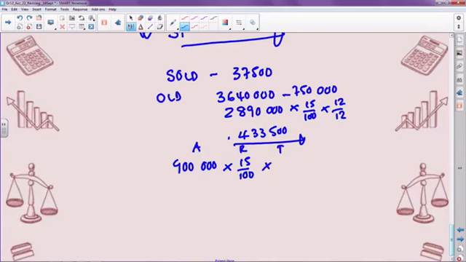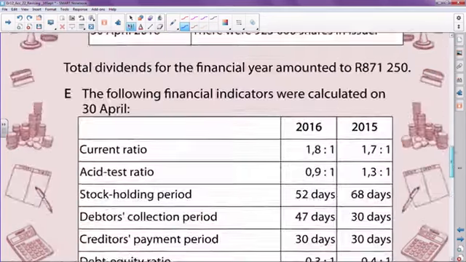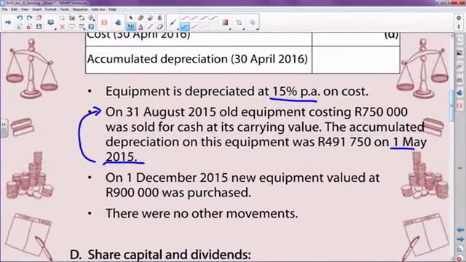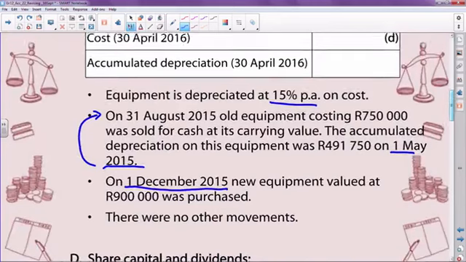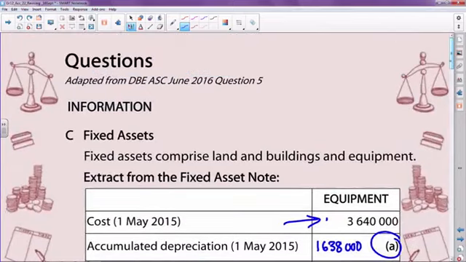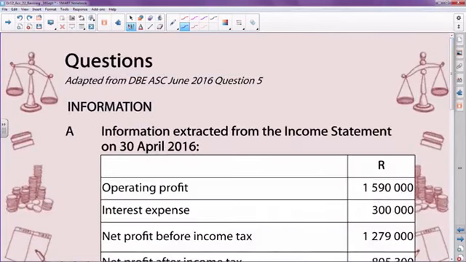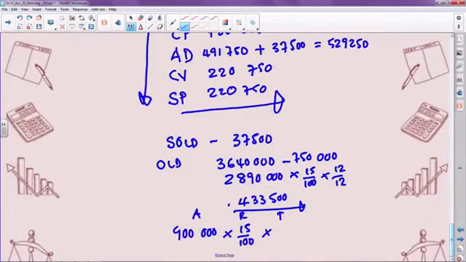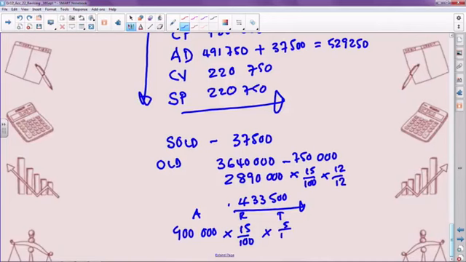Now, for what period did I use the new equipment? It was bought on the, let's check it out. It was bought on the 1st of December, 2015. I know that my financial year end is, the question before this will tell me, the April of 2016. So immediately I know now, I need to work out from the 1st of December. So it's December, January, February, March, and April, 5 months times 5 over 12.